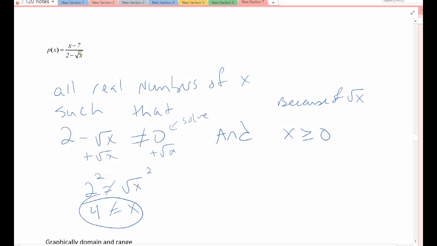So I can't plug 4 in, and I can check it. If I take 4 and plug it into my expression up here, 2 minus the square root of 4 comes out to 2 minus 2, which is 0. And so I can't have that. That causes division by 0.